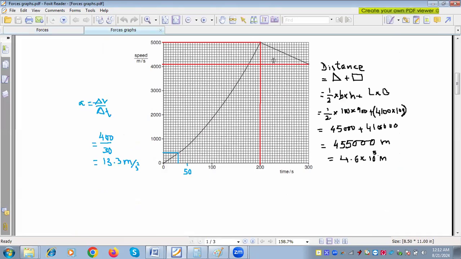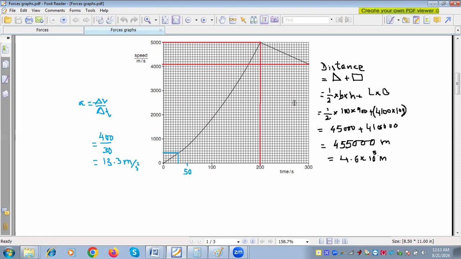So we have to calculate here. I have divided it into two parts, that is triangle and rectangle. In the triangular part, the area is half into base into height. What is the base? 200 to 300 means 100. This interval is 4100, and this is 5000. So 5000 minus 4100 is 900. So the height is 900 and the base is 100. This is the area of the triangle.